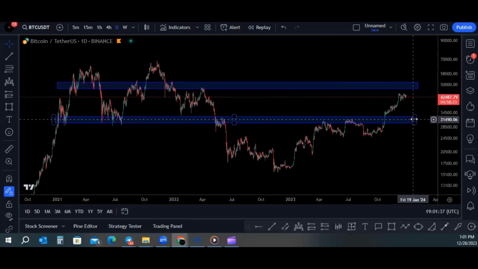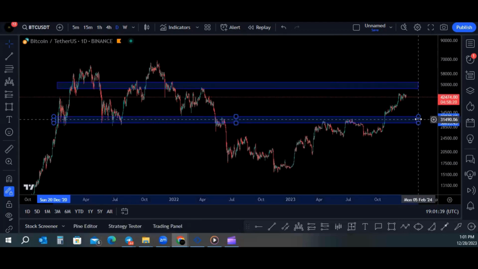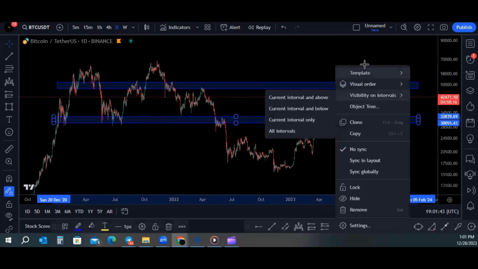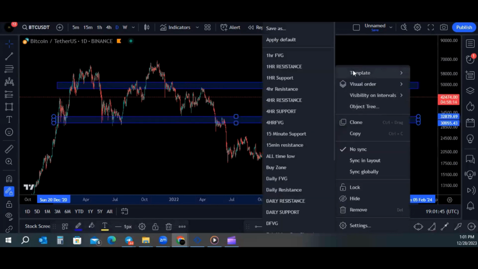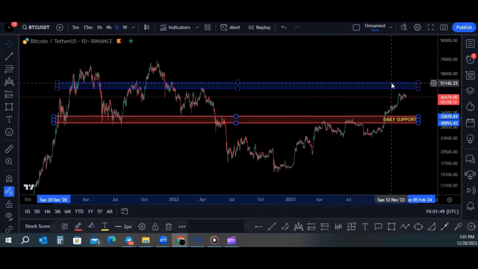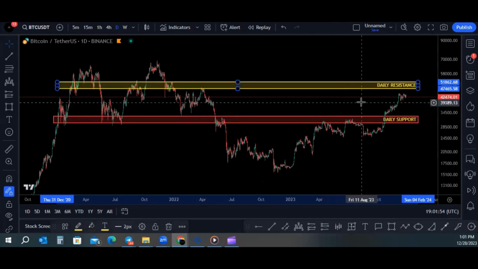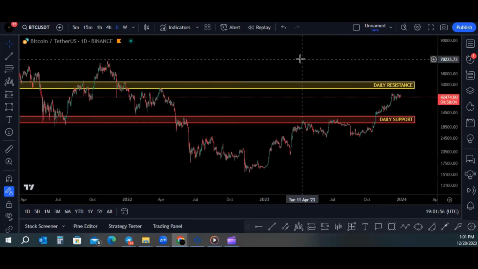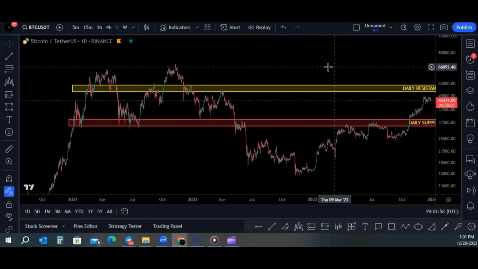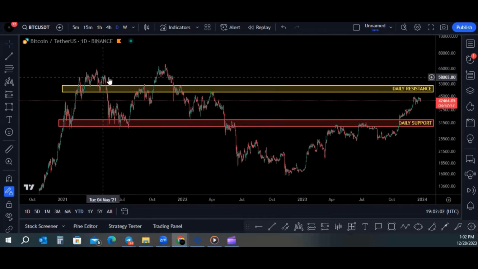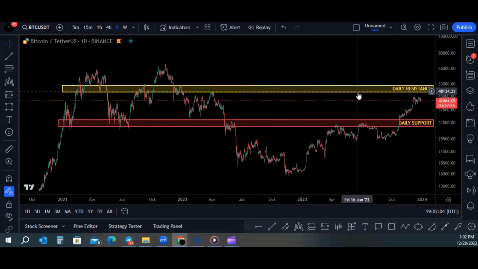We were under this for quite some time. Imagine if we came down here. A lot of people would be surprised. Let's put support, and now we're going to do resistance. So here you can see for the majority of the time, minus these 2 times when we hit all-time highs, we have not broken through this resistance.